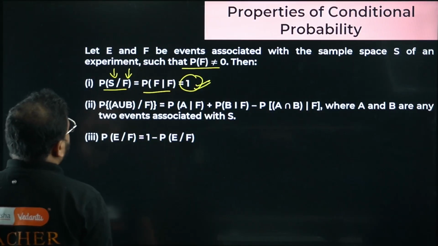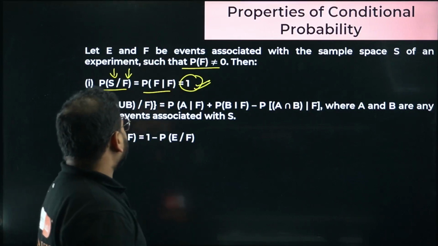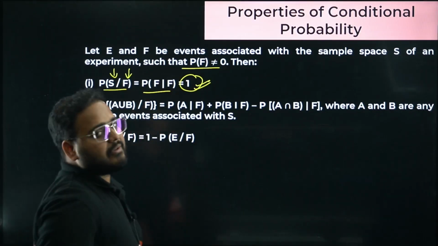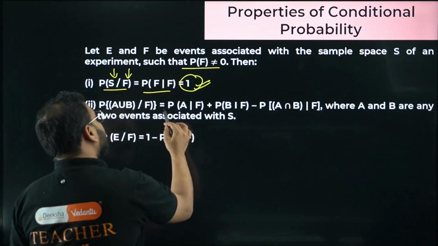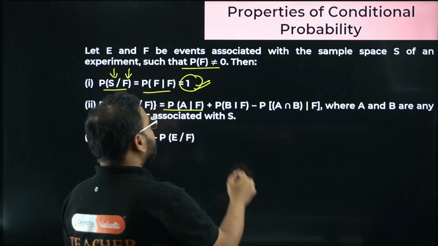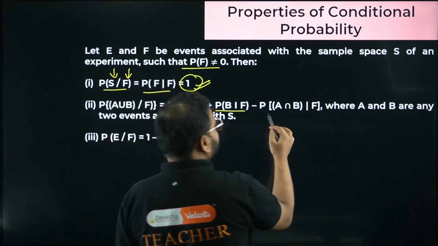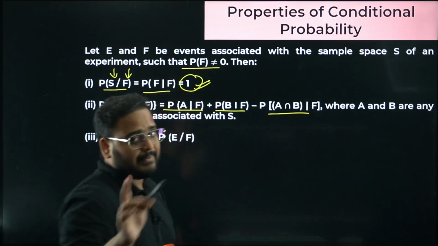Okay, great. Now what are we writing? Probability of A union B conditional on F is given by P(A|F) plus P(B|F), this time with F, and the intersection of A and B with F. This is a subtraction over here. I'll repeat myself.